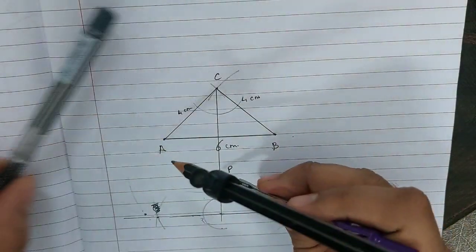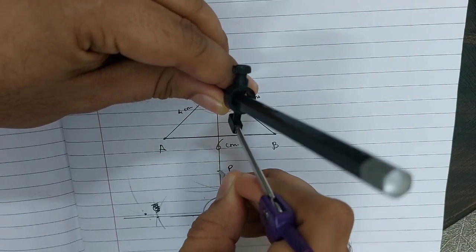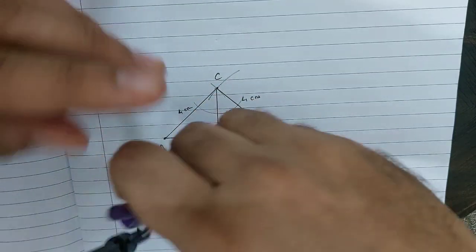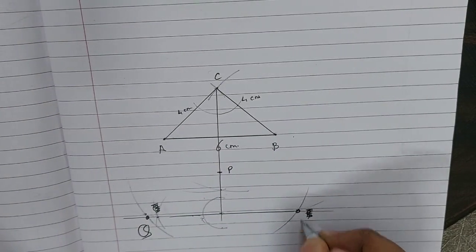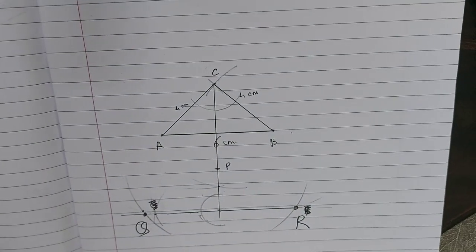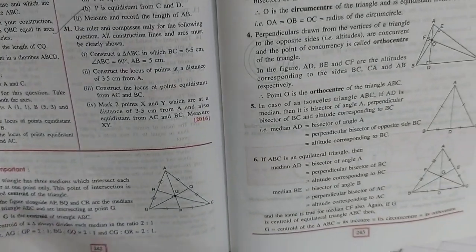And it should be 5 centimeters away from P. So cut here and cut here. So this intersection is Q and R. You have the answer to join it? No. Now finally the 31st sum.